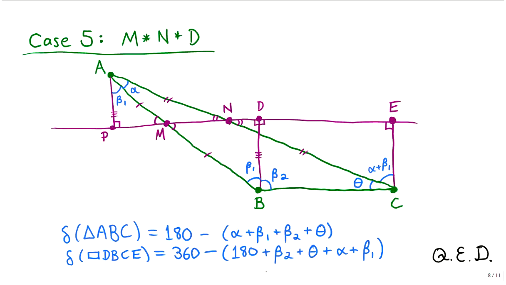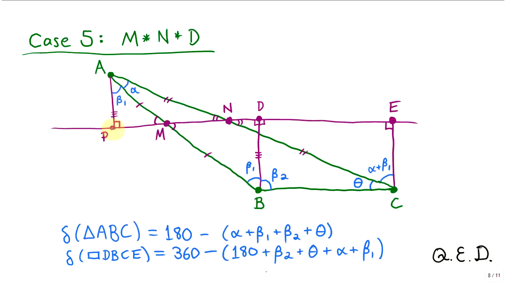Again, we've seen this before. We've seen that the triangle is equivalent by dissection to the quadrilateral to show that the angle deficits are the same. Again, we've got our congruent triangles. Triangle PMA is congruent to triangle DMB by angle, angle, side. And so this angle beta 1 matches this angle beta 1.